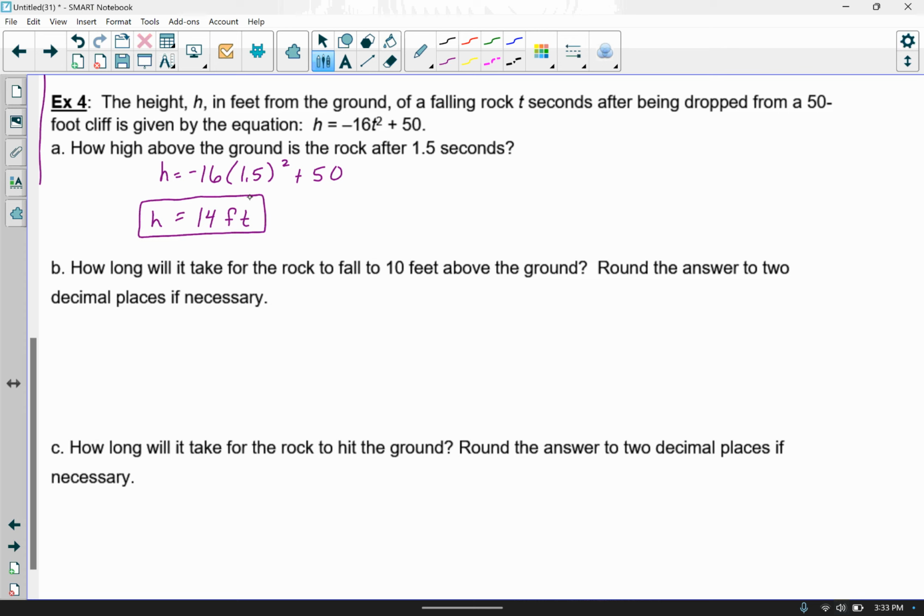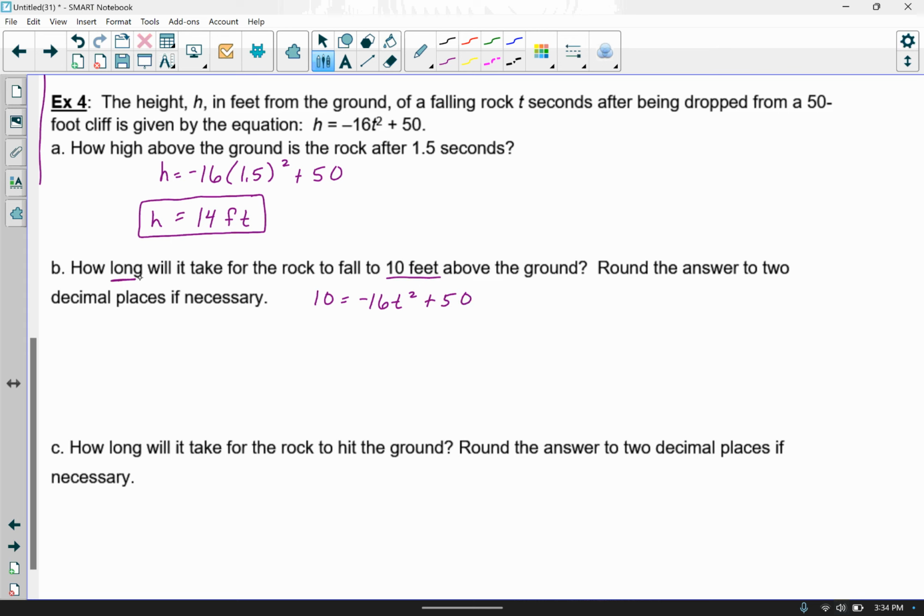That would be our final answer there. Part B wants to know how long is it going to take the rock to fall to 10 feet above the ground, and to round your answer to 2 decimal places if necessary. So this time they're giving us a height of 10 feet. So in place of h, I'm plugging in 10.